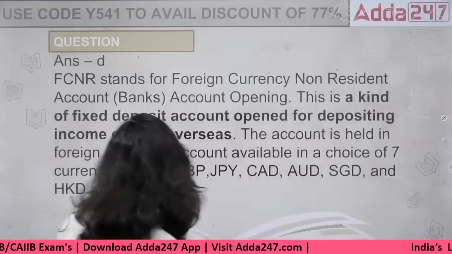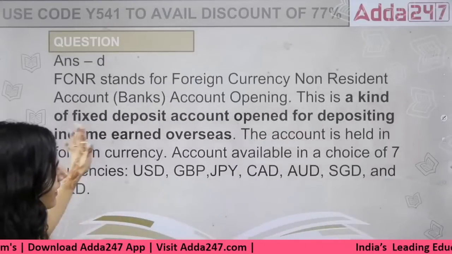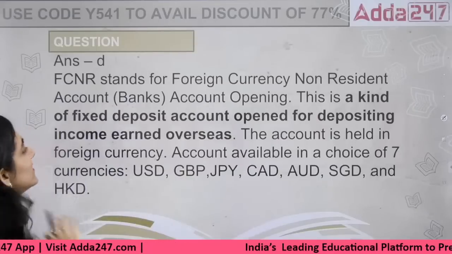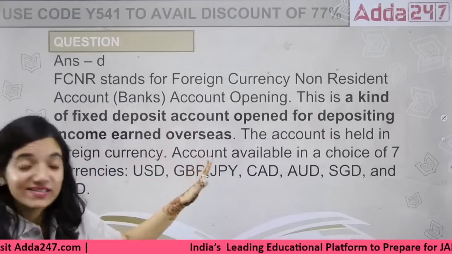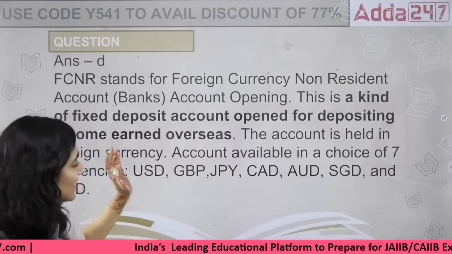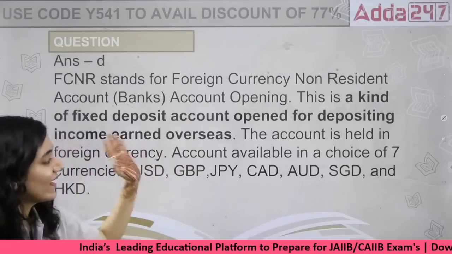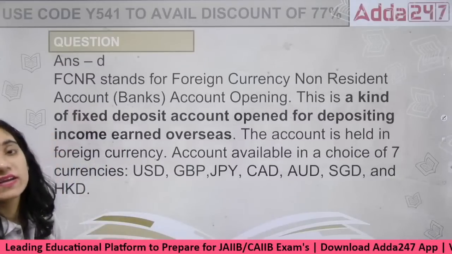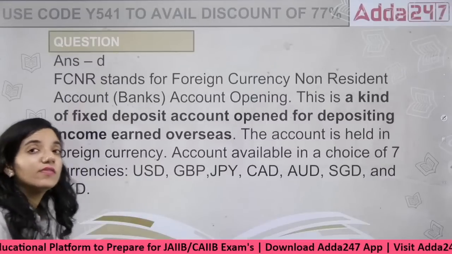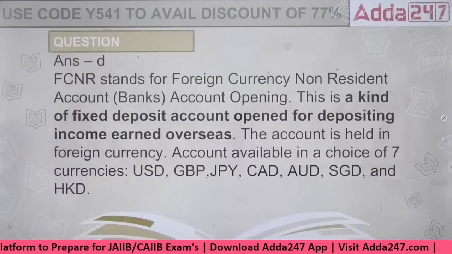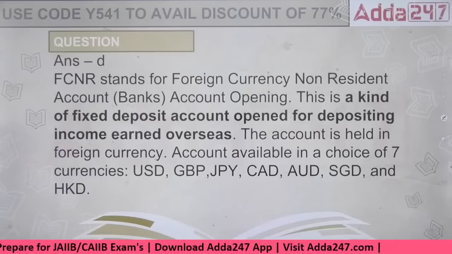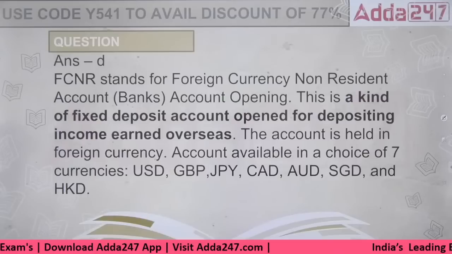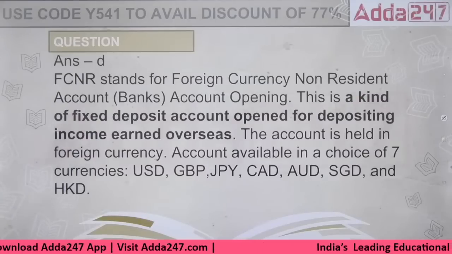So let's talk about those 7 currencies as well. The correct answer would be D, and based upon this, the currencies included are foreign currency non-resident bank accounts, and these accounts are open for depositing the amount overseas, and this is available in US dollars, Great Britain pound, Japanese yen, Canadian dollar, then we have the Australian dollars, then Hong Kong dollars. So these are all the currencies which are covered under the FCNR account, right? Okay, so let's move on towards the next question.